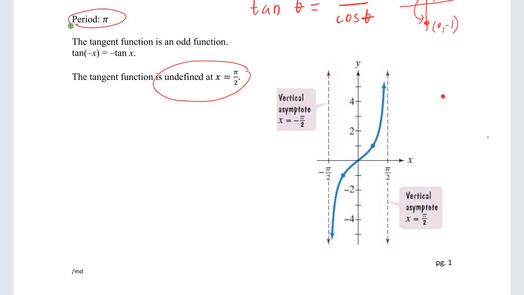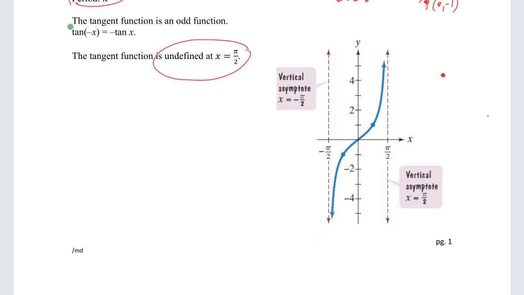The characteristic of a tangent function. Let's just go. Okay, let's proceed. Oops.